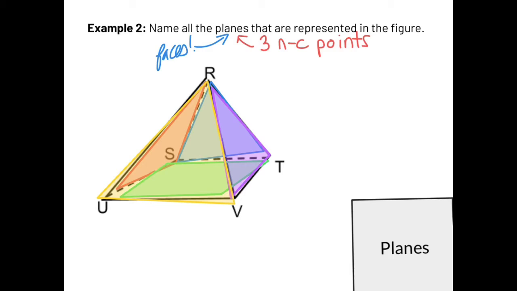So when it comes to coloring this, there are 5 planes because there are 5 faces. There's this front plane that's created with RUV.